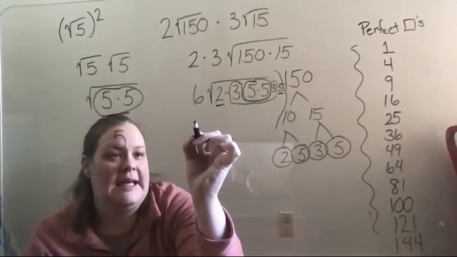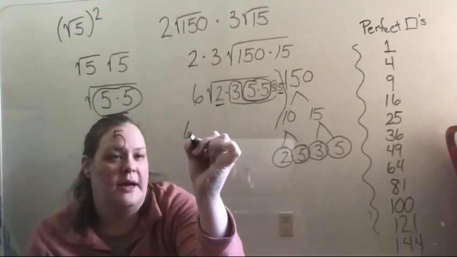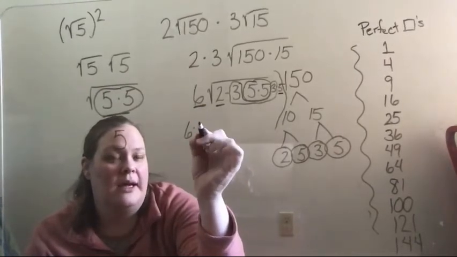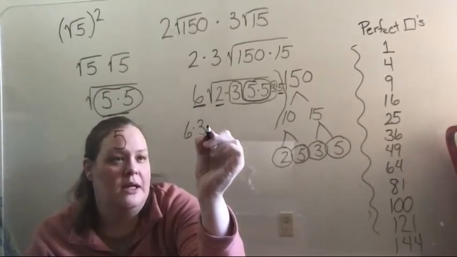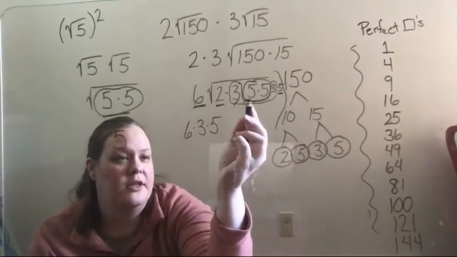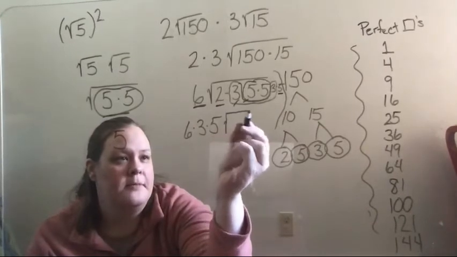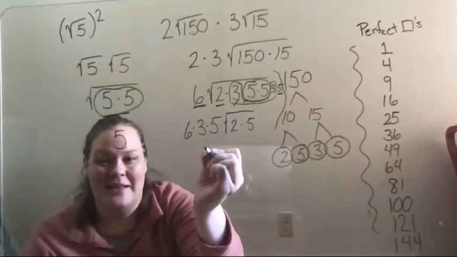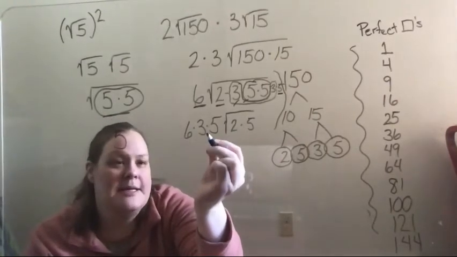So now we're going to take any that have a partner and bring them to the outside. Don't forget that number that was already out there. So now it will be 6 times 3 times 5. Double check that you got both of the circles. Times the square root of 2 times 5. We don't want to leave our answer like this. We want to multiply it back out.